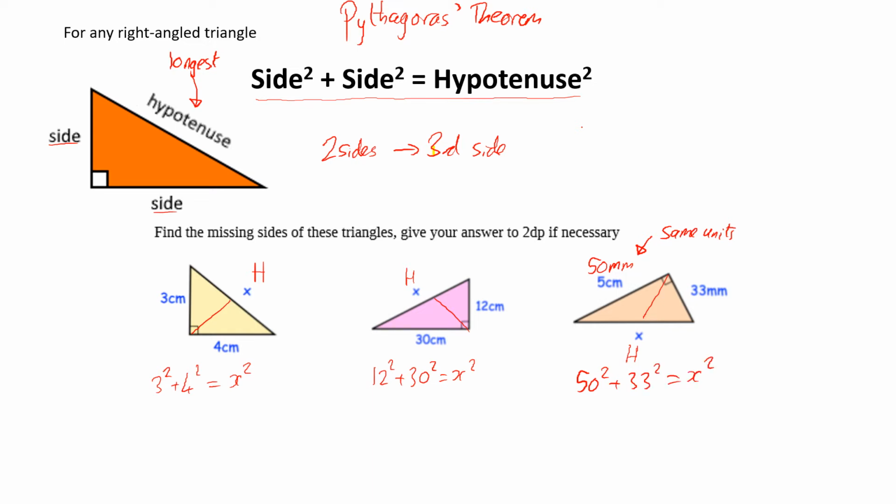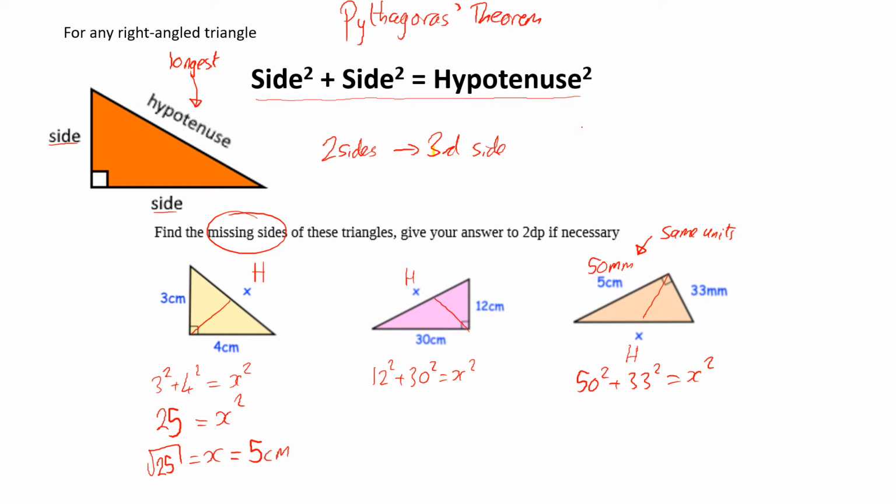So that's using our theorem. What we actually want to do though is find the missing side, so we need to find what x actually is. And well, let's do the obvious steps. Let's work out what 3 squared plus 4 squared is. It's going to be 9 plus 16, so that's 25. So we're saying 25 is equal to x squared. How do you get rid of a square? You use a square root. So our actual value of x is the square root of 25, which is just 5. So the missing side of that triangle is 5 centimeters.